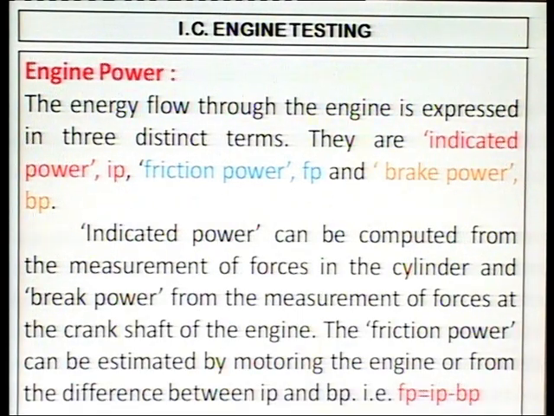Engine power. The energy flow through the engine is expressed in three distinct terms. They are indicated power, that is IP, friction power, FP, and brake power, that is BP. The indicated power can be computed from the measurement of forces in the cylinder and the brake power from the measurement of forces at the crankshaft of the engine. The friction power can be estimated by motoring the engine or from the difference between IP and BP, that is, FP, friction power, is equal to indicated power minus brake power.